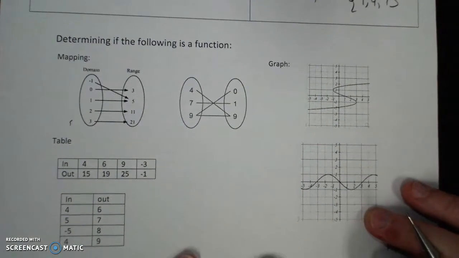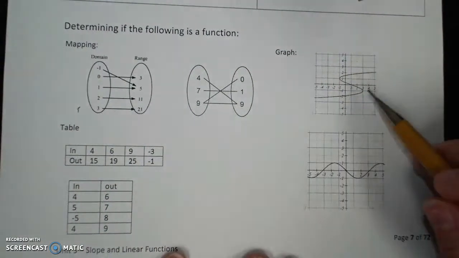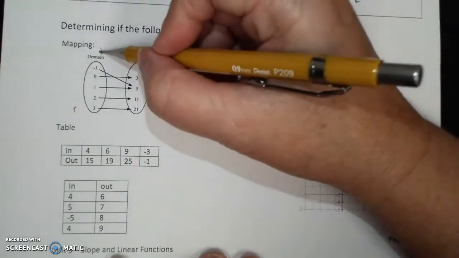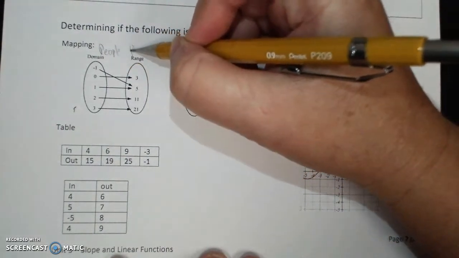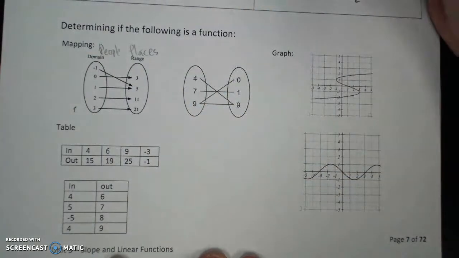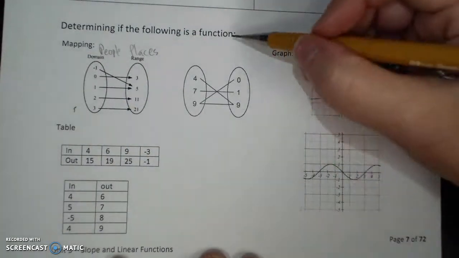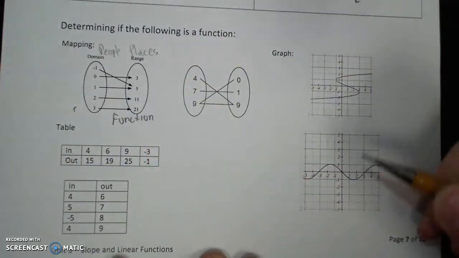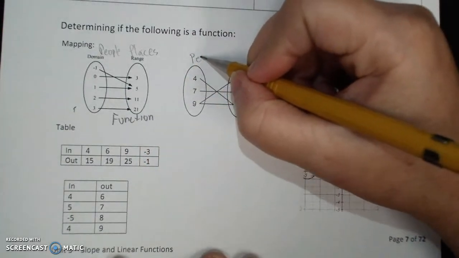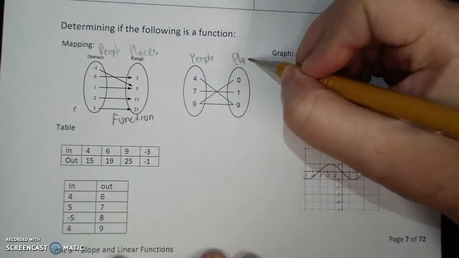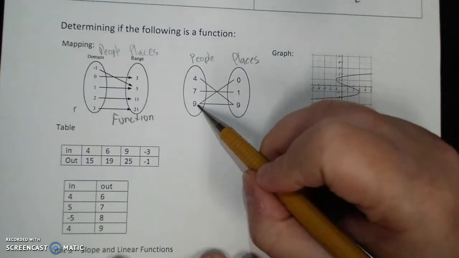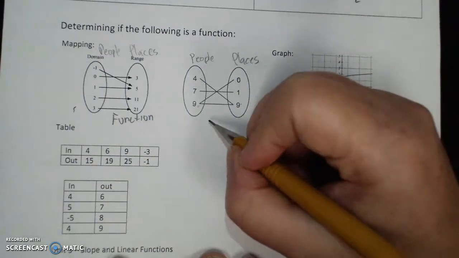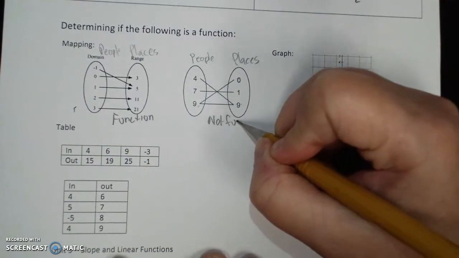Here I'm determining if the following is a function from mapping, graphing, and tables. So from mapping, I'm going to remind myself that these are people and these are places, and that looks fine. And so this is a function. And I'm going to think of these as people and these are places, and 9 is going to the office and the gym at the same time. Not allowed, not a function.